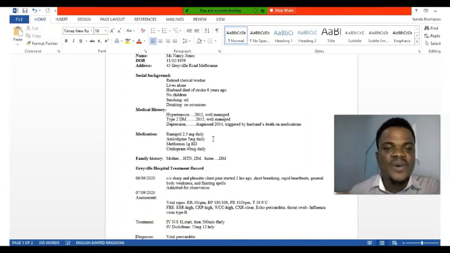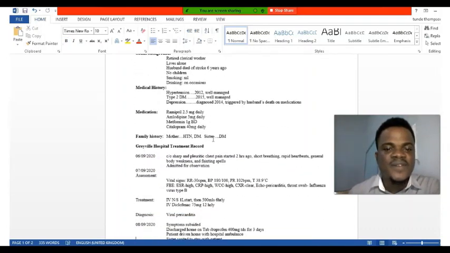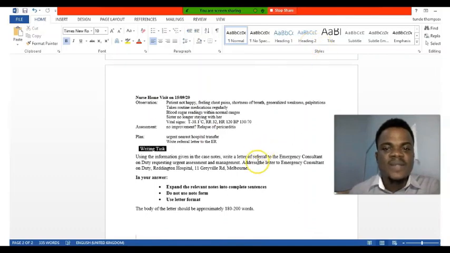As I've told you before, when this case note is given to you, you are not supposed to start from the beginning. Go to the writing task. The writing task says: using the information given in the case notes, write a letter of referral to the emergency consultant on duty requesting urgent assessment and management. Address the letter to the Emergency Consultant on Duty, Reddington Hospital, 11 Greyville Road, Melbourne.